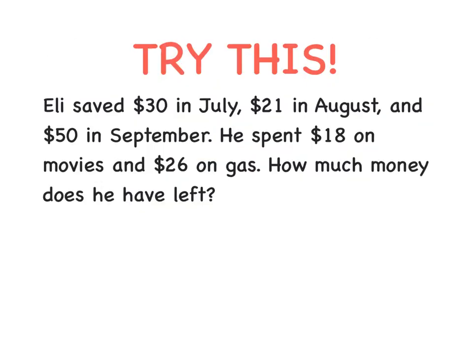I want you to go ahead and use cubes to try this problem. You might also draw yourself a little picture or use a have and need chart like I did in the last few examples. But I want you to tell me the answer to this problem. Eli saved $30 in July, $21 in August, and $50 in September. He spent $18 on movies and $26 on gas. How much does he have left? Write your answer and any work that you do on your blue sheet. You don't have to write this problem down, but you can if you would like. Good luck.